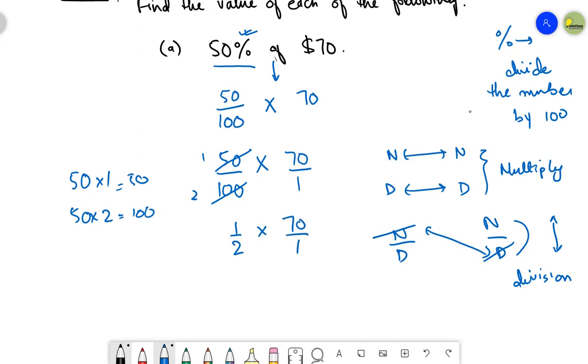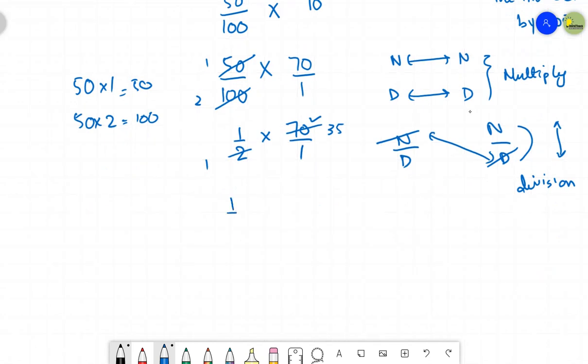Now let me see this 70. Can this 70 be cancelled by 2? Yes, it can be cancelled by 2. Why? Because we know that 2 ones are 2 and 2 35s are 70. So let me write it like this: 1 upon 1 multiplied by 35 upon 1. Okay, after cancelling the values, now you are going to multiply the numerator with the numerator and the denominator with the denominator. So 1 multiplied by 35 is 35.